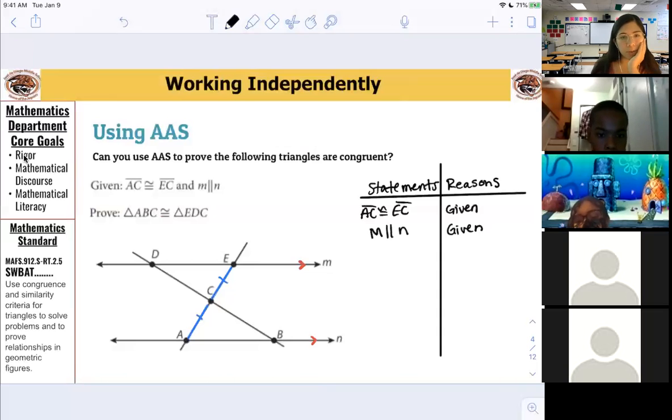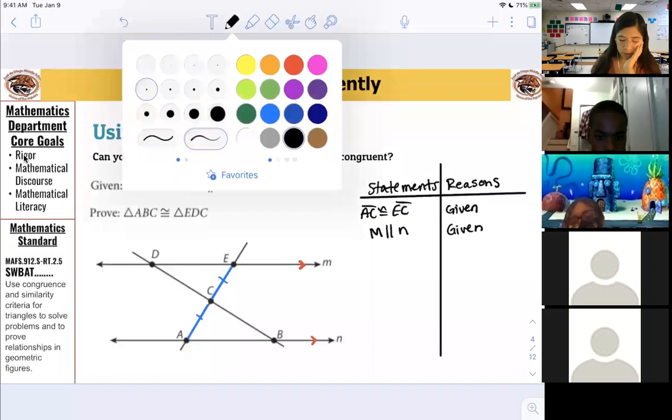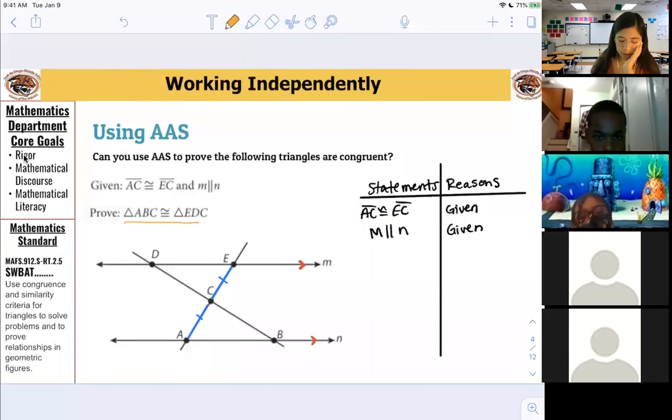So I'm trying to prove, remember, don't lose sight of my end goal. I'm trying to prove that ABC is congruent to EDC. But right now, what's the only thing I know so far that's congruent between both of them? So let's start with that. What's the only thing that I have so far that is congruent between both triangles? Right. All I have right now is AC is congruent to EC.